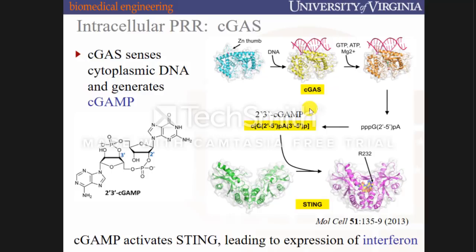But what's important for you to know is that cGAS is a pattern recognition receptor that recognizes cytoplasmic DNA that leads to changes in interferon expression.